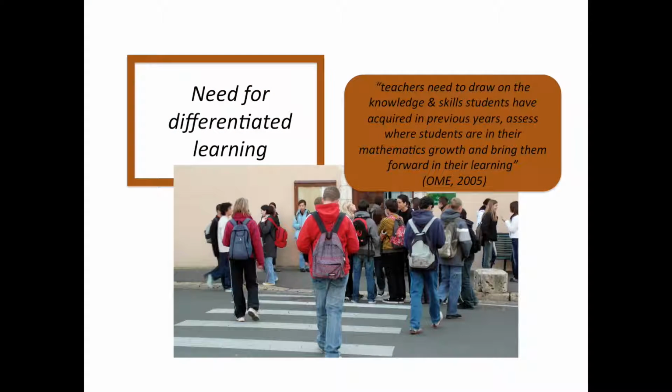Here's a sentence from the curriculum document that says, teachers need to draw on the knowledge and skills students have acquired in previous years, assess where students are in their mathematics growth, and bring them forward in their learning. I sort of think that's one of those easier said than done things, right? Especially when our students have very different prior knowledge and skills. So the question for many teachers again is how? How do I make that happen? How can I plan those learning activities that are going to achieve this kind of a goal?